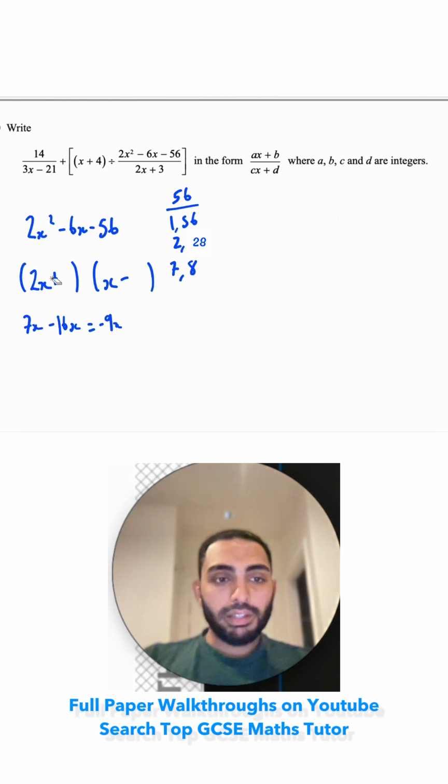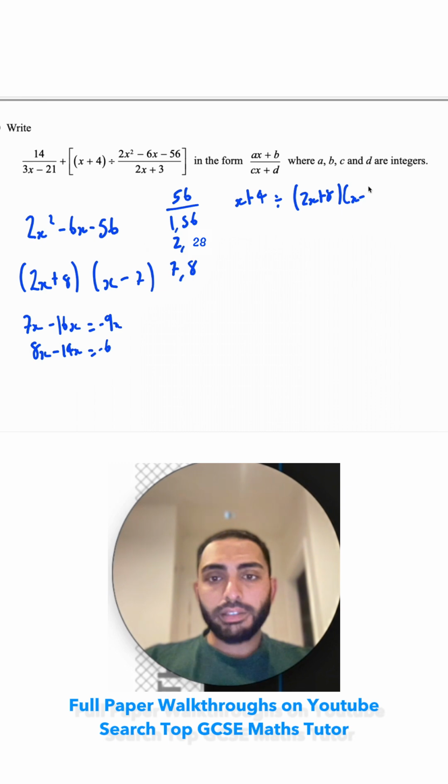That's not negative 6x, so I'm going to try it the other way around. So I'm going to swap this 7 with this 8 and see if that works. This time I've got 8 times x, which is 8x, and negative 7 times 2x, which is minus 14x. And 8 take away 14 does give me negative 6. So it's going to be this one, this way around. Now that I've factorized this bit, I'm going to rewrite just this bit out. So I've got x plus 4 being divided by the factorized quadratic, so 2x plus 8 over 2x plus 3.